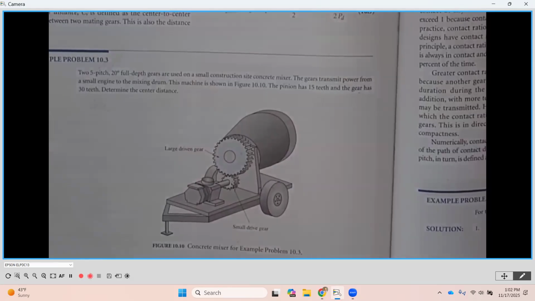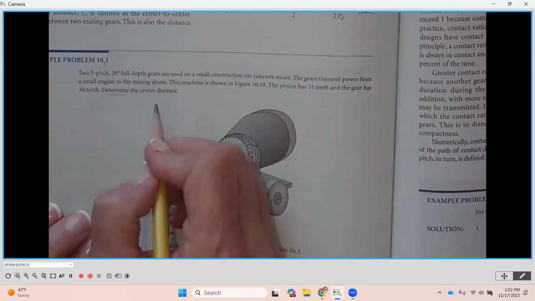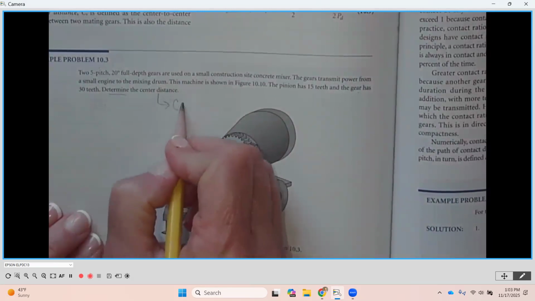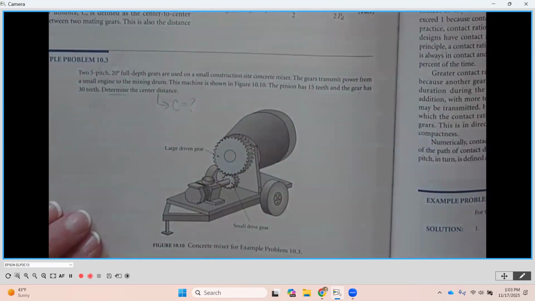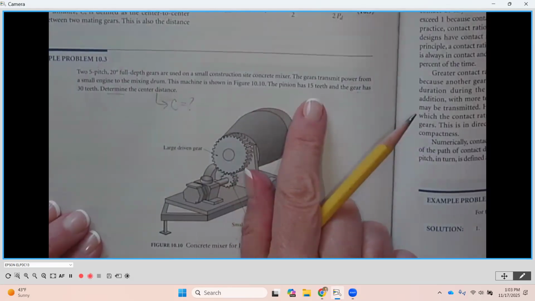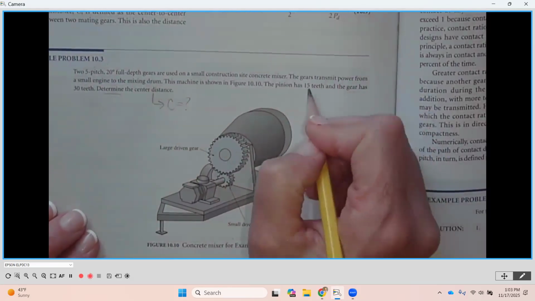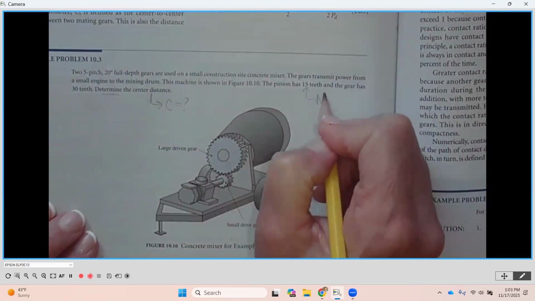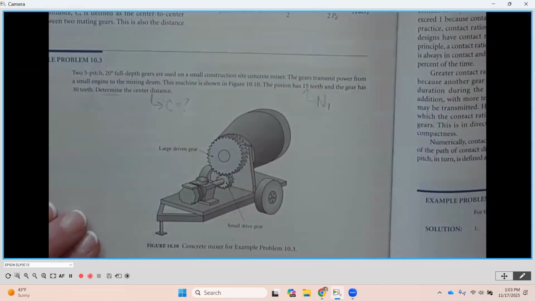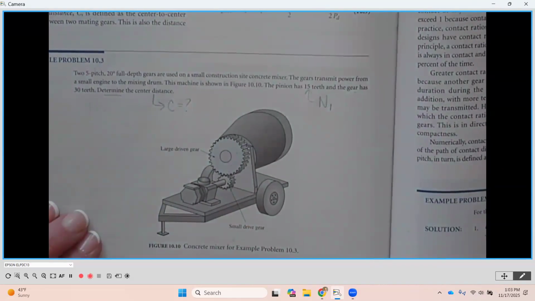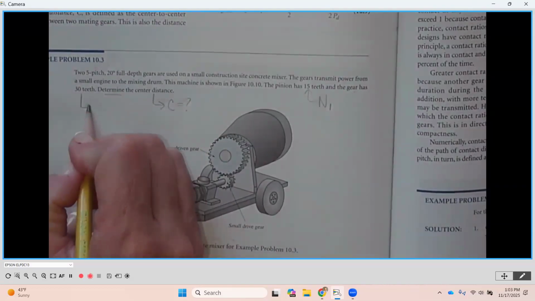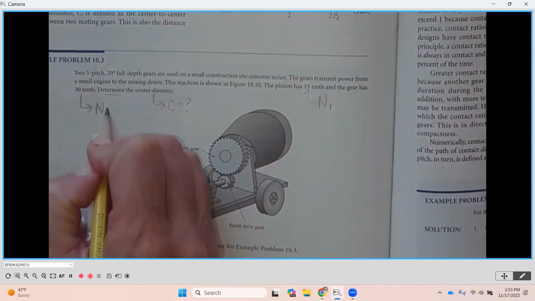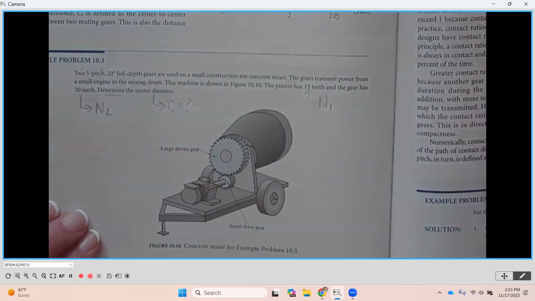numbers to start off with. So first of all, determine the center distance. That's going to be C, right? And that's what we're going to want to find. Okay. Here you're going to notice that the pinion has 15 teeth. So this is going to be capital N sub 1, because 1 is our pinion or our smaller gear that's in engagement. And then the gear has 30 teeth. That's going to be N sub 2.